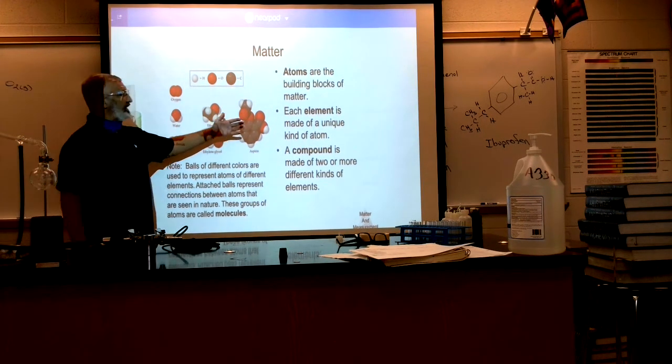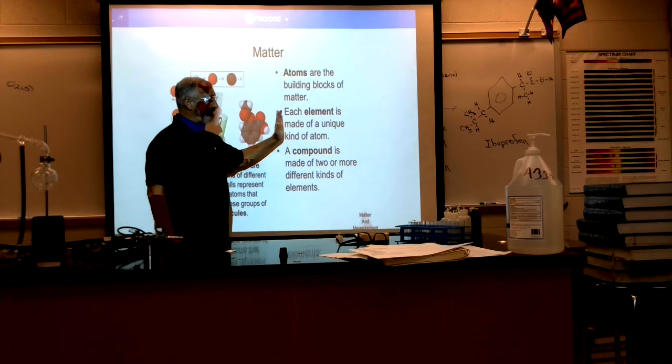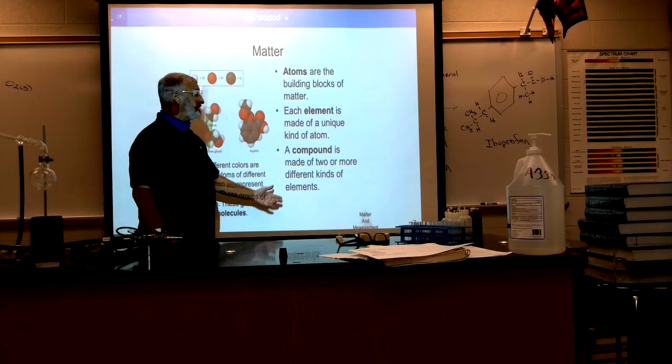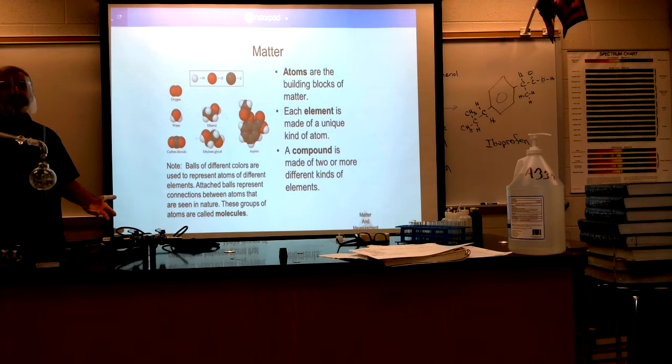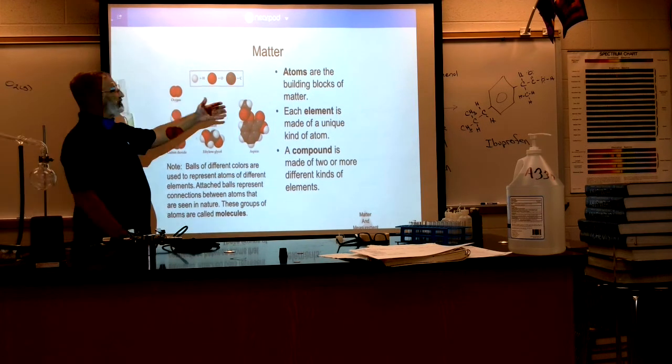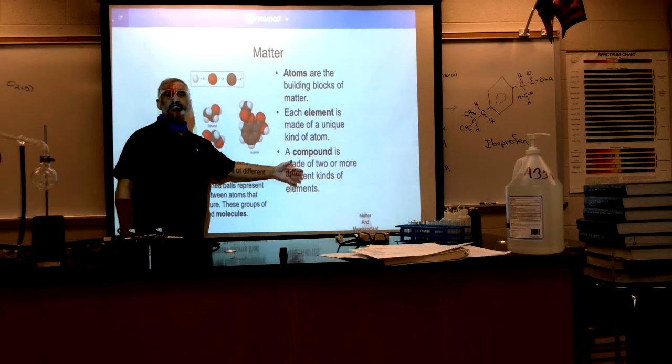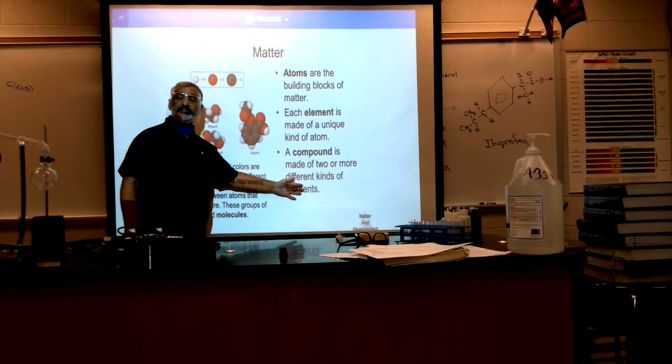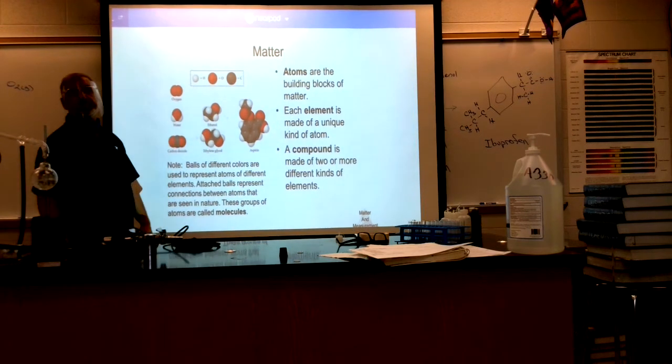Atoms are the building blocks of matter. Each element is made of a unique kind of atom. A compound is made of two or more different kinds of elements. So we really kind of already talked about that. So again, elements are made up of atoms, compounds are made up of molecules, or the molecule of a compound is two or more different types of atoms.